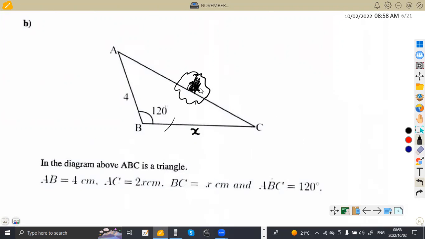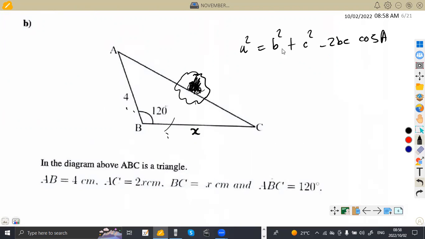Let's say I want to erase it like this. How are you supposed to calculate this side? Let's say you are given these two sides and you want to calculate the third side, this one. How are you going to calculate it? You're going to use the cosine rule, which says that a squared is equal to b squared plus c squared minus 2bc cos of what?